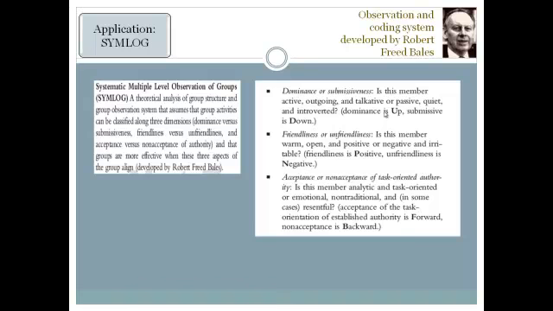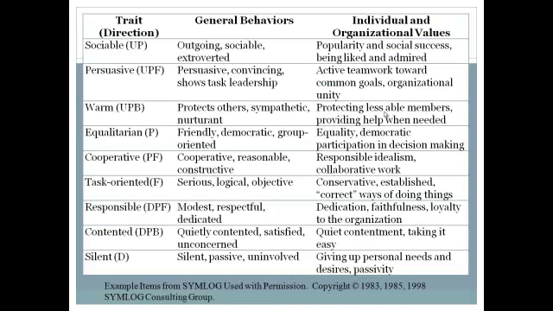Acceptance or non-acceptance of task-oriented authority. So in the one case, is the group member more analytical and task-oriented, or are they more emotional and relationship-oriented? If we're talking about task, then we're talking about forward. If we're talking about not accepting task authority, non-traditional, emotional, then we're talking about backward. So you can take a look at the different combinations here.